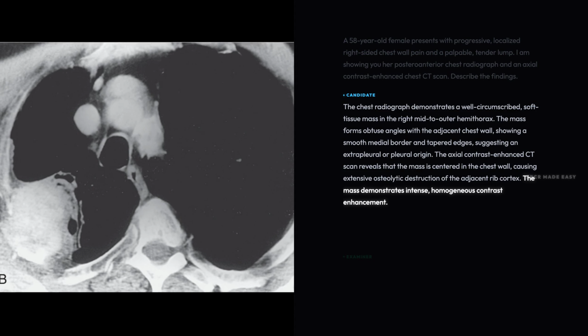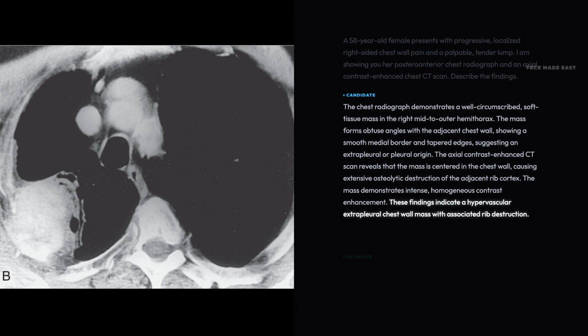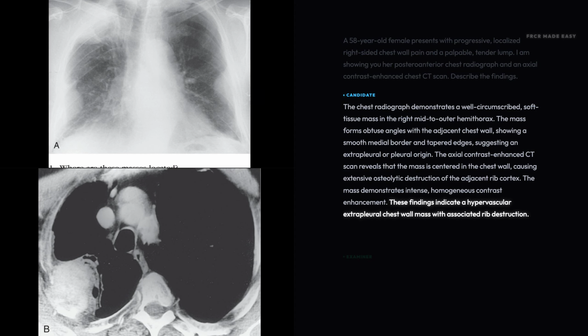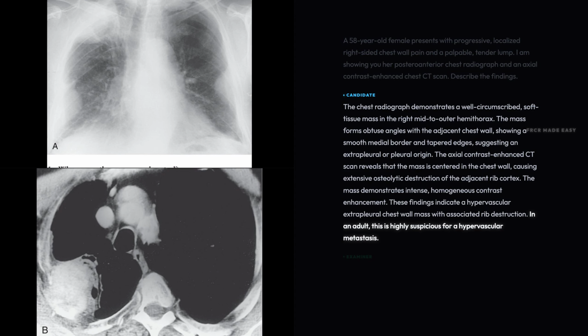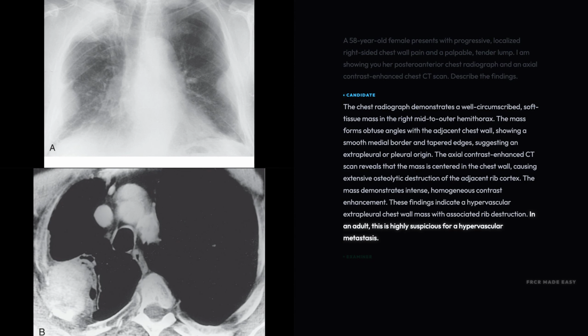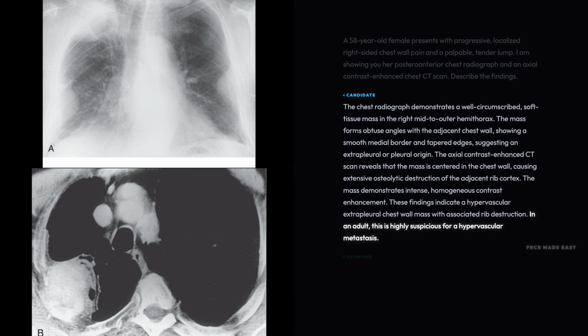The mass demonstrates intense, homogeneous contrast enhancement. These findings indicate a hypervascular extrapleural chest wall mass with associated rib destruction. In an adult, this is highly suspicious for a hypervascular metastasis.